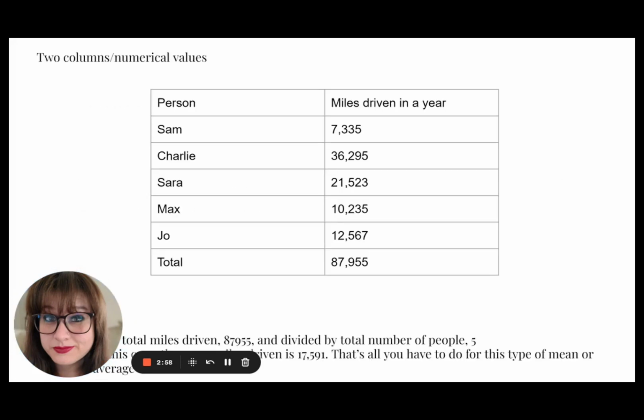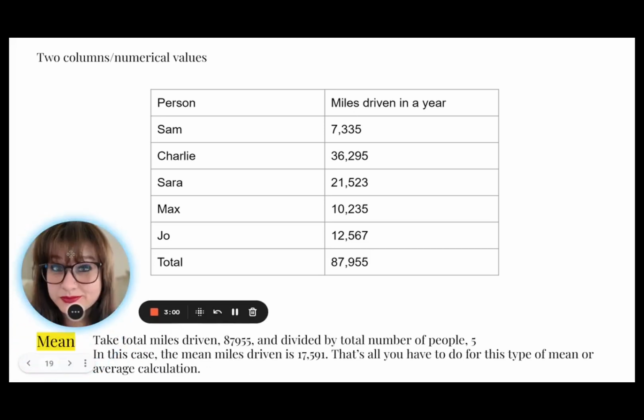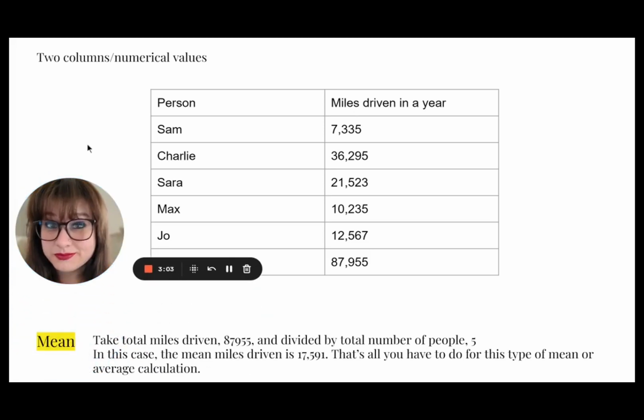But it is important when we're talking about some of the 2-column ones that I was asking you to do, which will arise in terms of your project. So for instance, let's say you have been talking to these 5 people, Sam, Charlie, Sarah, Max, and Joe, and you want to know the average or mean number of miles driven in a year between these people. So you ask them, how many miles have you driven in this past year? And they give you this variety of things. Sam gives you 7,335, Charlie's 36,295, Sarah's 21,523, Max is 10,235, and Joe's 12,567.